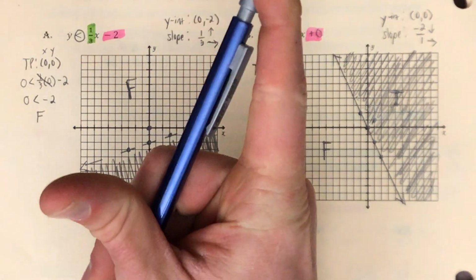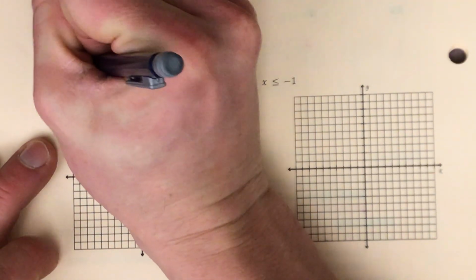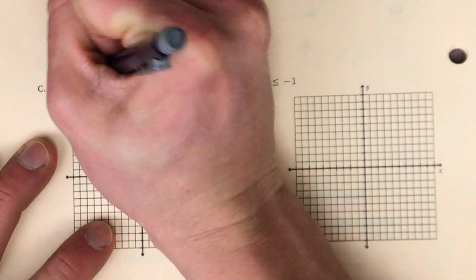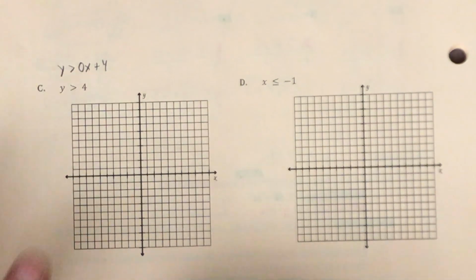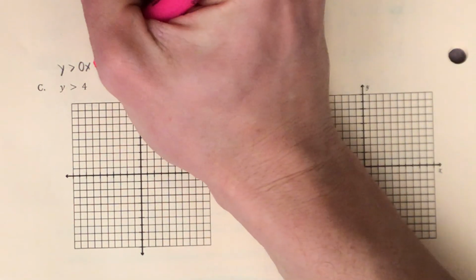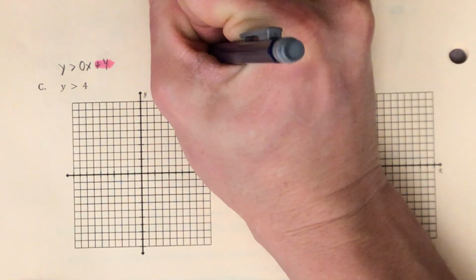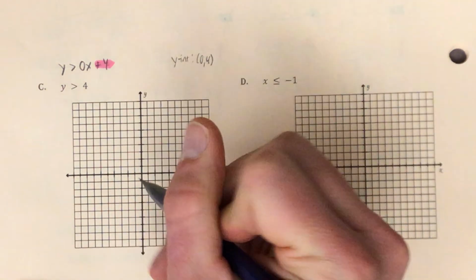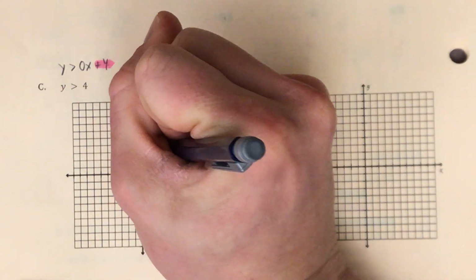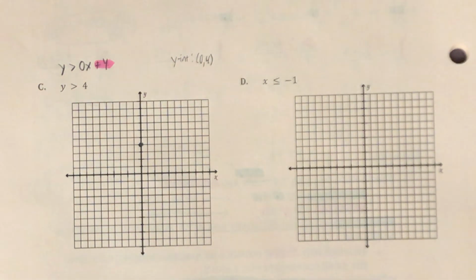So really, on example C, and let me move this up before we start writing, what we have is y is greater than 0x, and then this is a positive 4. Now, if rewriting it helps you, I would encourage you to do that. So again, start with my y-intercept, which in this case is 4, and I graph that point. So y-intercept of 0, 4. Don't move left to right, but move up 1, 2, 3, 4. And there is my y-intercept where it's going to cross the y-axis.